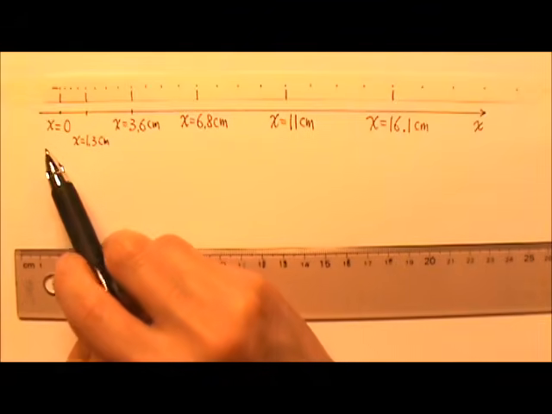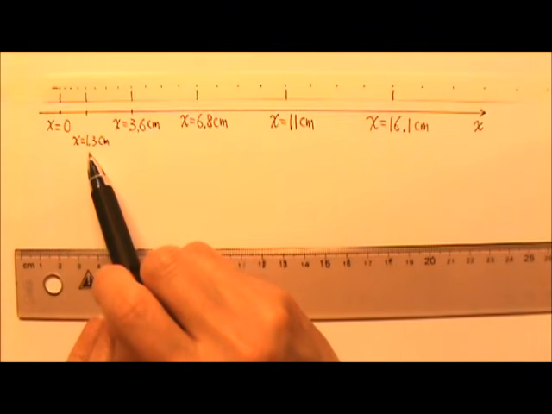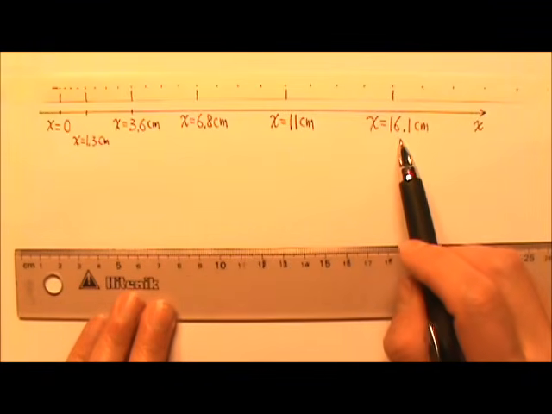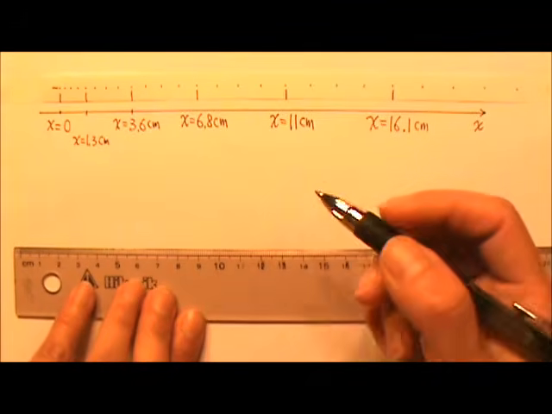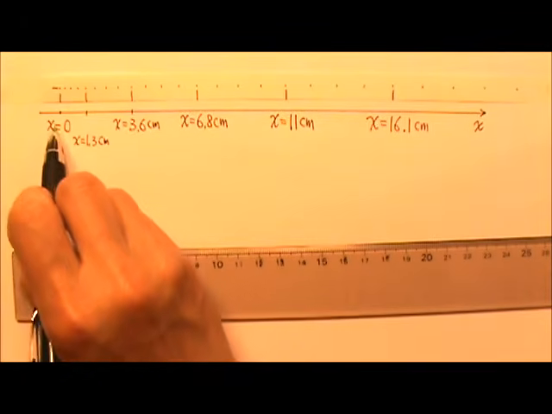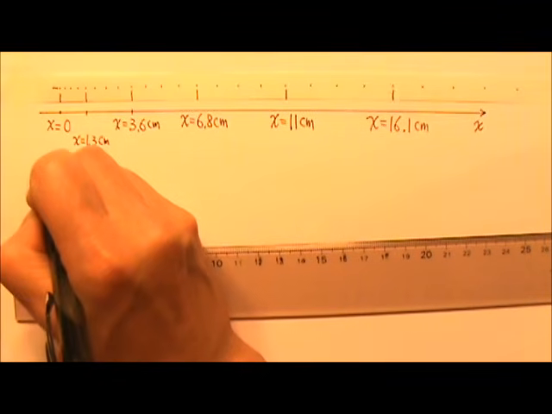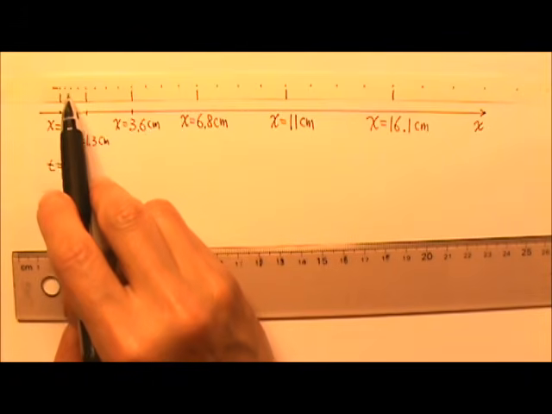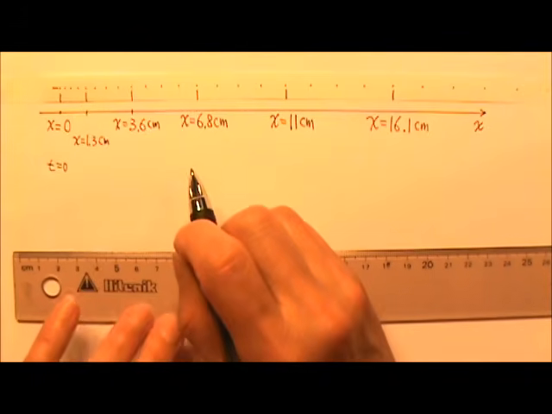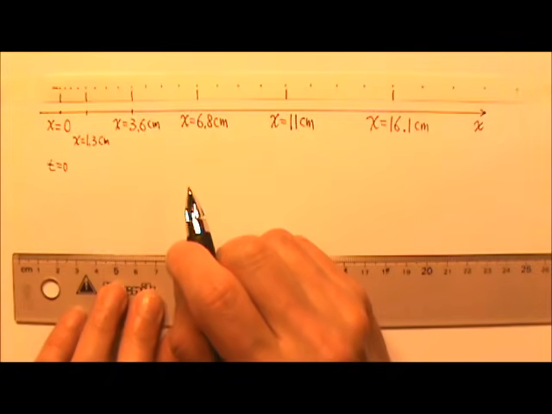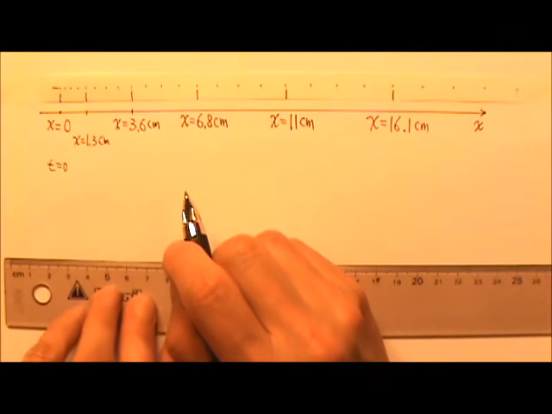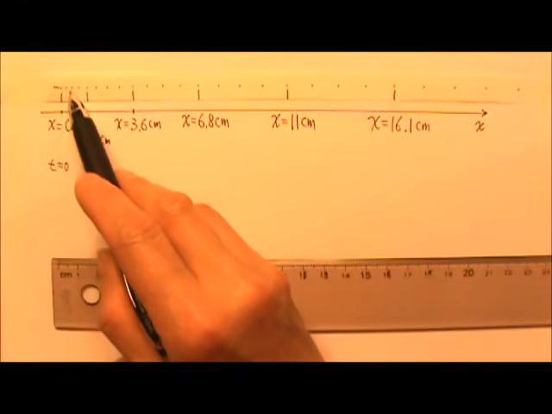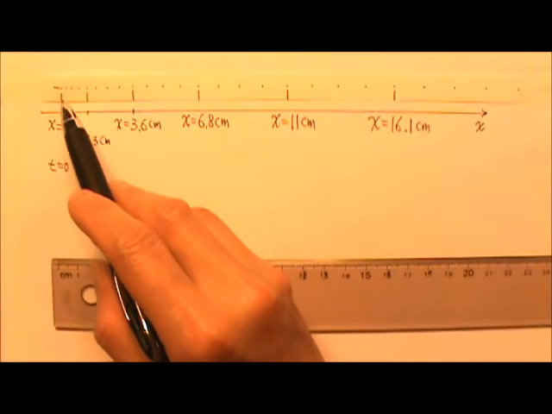So now I have x equals 0, and then x equals 1.3 centimeters, 3.6, 6.8, 11, and 16.1 centimeters. Of course, I also need the time. So I can say at the beginning, right here, t equals 0. And then for this, it's 4 spaces. For that dot timer we used, it makes 60 dots every second. 60 dots every second means every time interval between the dots is 1/60th of a second.